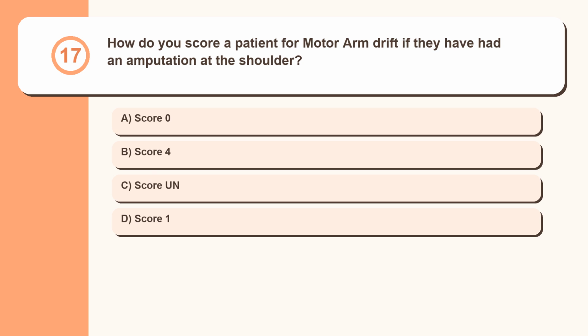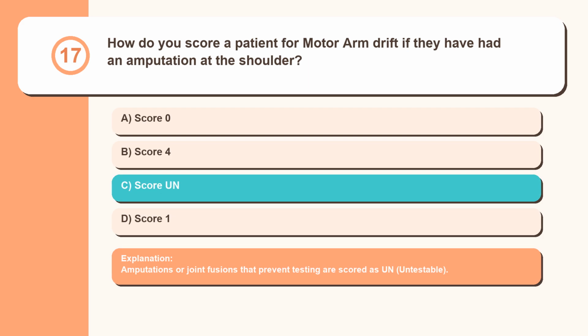Question 17. How do you score a patient for motor arm drift if they have had an amputation at the shoulder? Score 0, score 4, score UN, score 1. Amputations or joint fusions that prevent testing are scored as untestable.